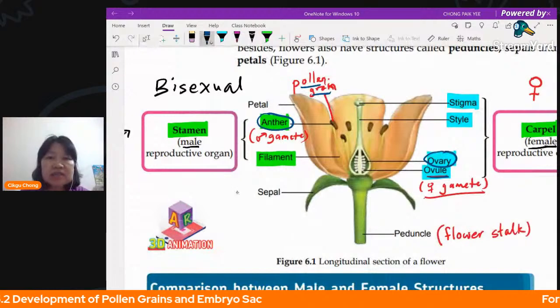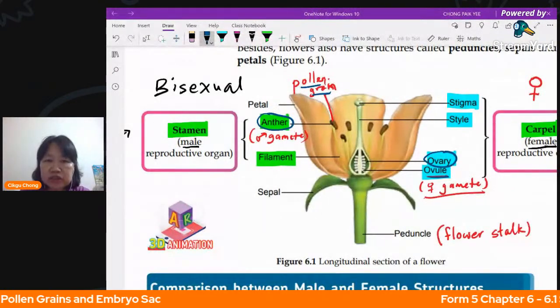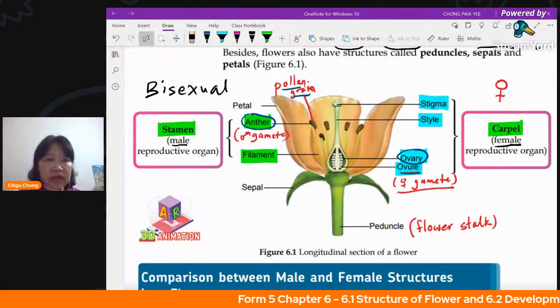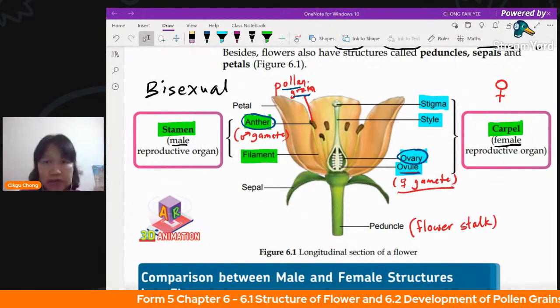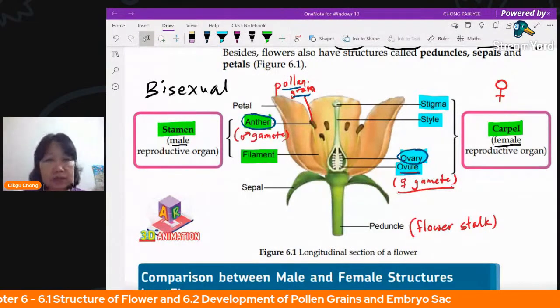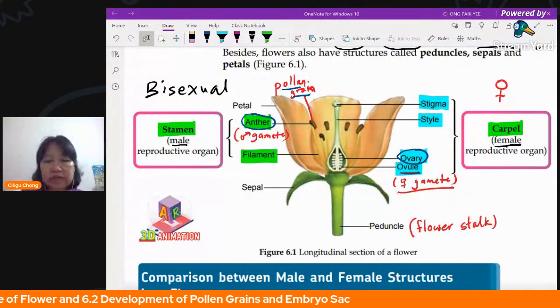Now you have other supportive structures. These structures do not take place in any pollination or fertilization. It is only the stamen and the carpel which are the gonads. But you have other things on the flower. These other things are called the supportive structures. Supportive structures, you will have the peduncle.